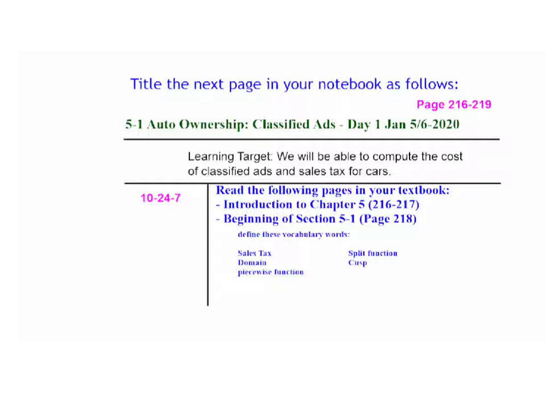Sales tax, I think you know what that is. Piecewise function is just a way to represent a function that could be an either-or mathematical expression. For instance, it's this price for 3 days, and for every day after that, it's another $6.50. How do we write that?